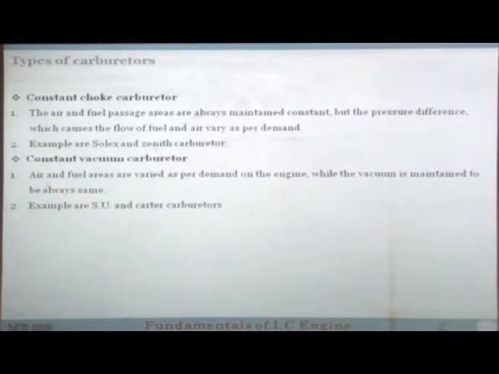Okay. So, the examples of constant choke are the Solex and Zenith carburetors. This is an assignment, you should note it down. Solex and Zenith carburetor and SU and Carter carburetor. Please read about them on your own, they are a part of the syllabus, and please read about the designs, what are the salient features and how they work. Okay.